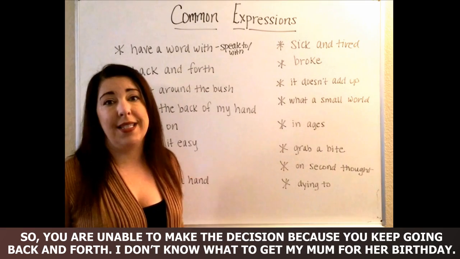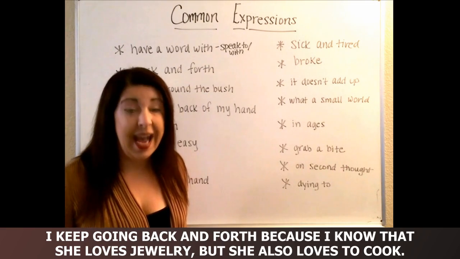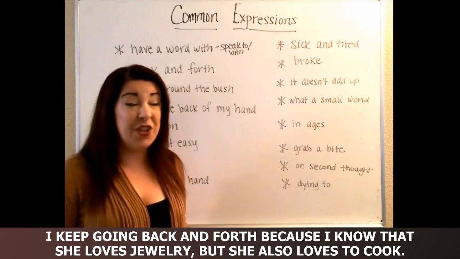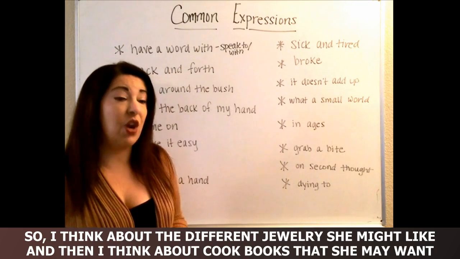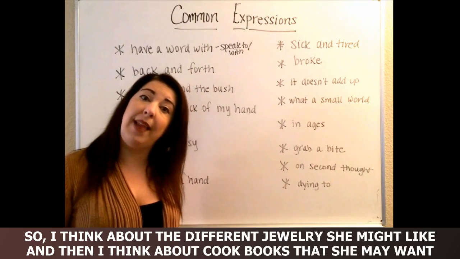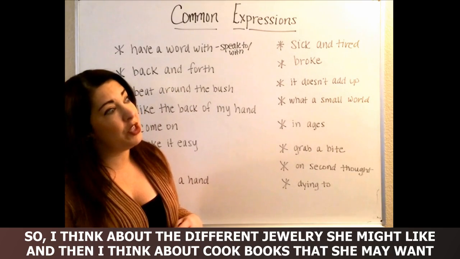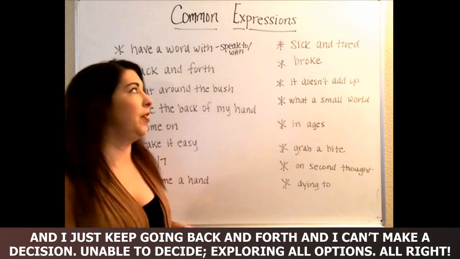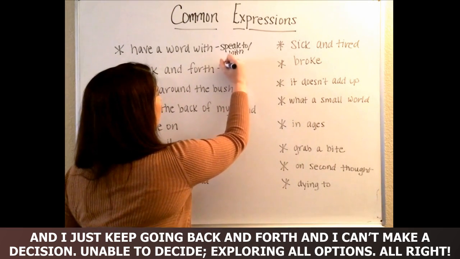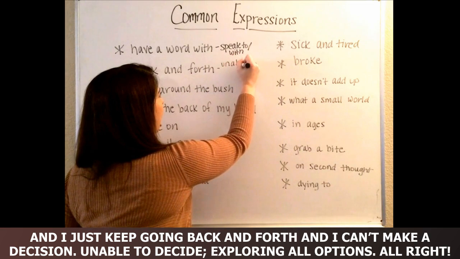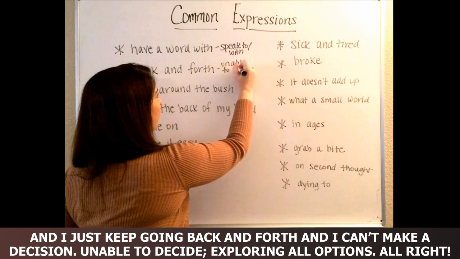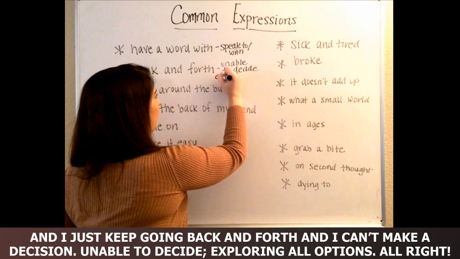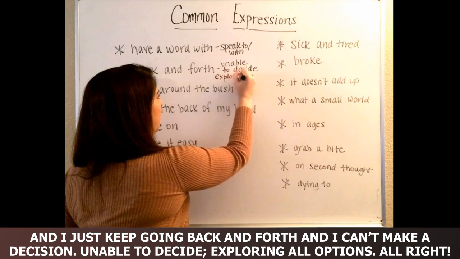I don't know what to get my mom for her birthday. I keep going back and forth because I know that she loves jewelry, but she also loves to cook. So I think about the different jewelry she might like, and then I think about cookbooks that she may want, and I keep going back and forth and I can't make a decision. Unable to decide. Exploring all options.